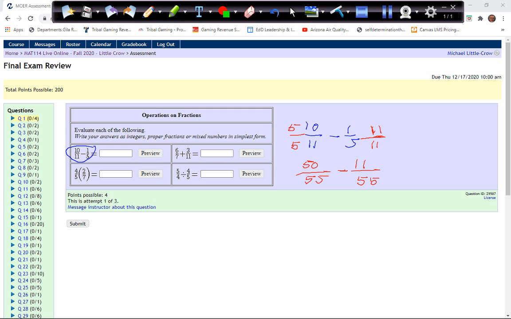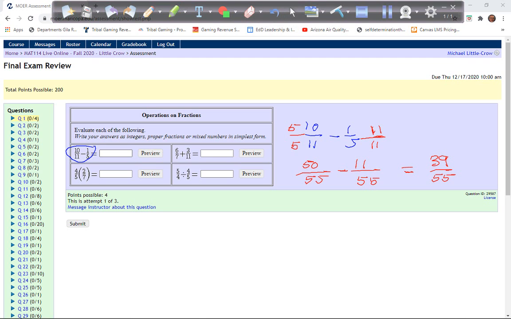Now that we have common denominators, we have the same size of segments, we're dealing with the same things, we can actually subtract. So we've got 50 take away 11. That gives us 39 55ths. And this does not reduce, because 55 is 5 times 11, and 39 is 3 times 13. Anyway, no common factors. And so we can just go ahead and enter that in there.